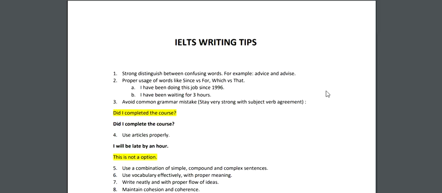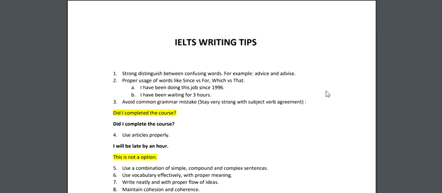So make sure you write it properly, because did is the verb. If you are asking a question, that has to precede the subject. So, did I complete the course? This is correct. So make sure, especially when you ask a question, you use this combination in a very careful and correct way.